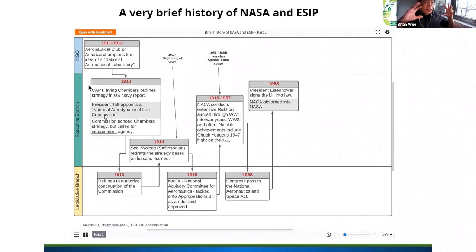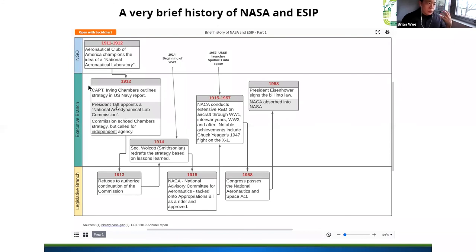Now this is important here. The idea of a commission here, which is presidentially appointed, is important because this is a very common practice even nowadays. For those of you who are familiar with the Evidence-Based Policymaking Act, that's how it became law, because there was a piece of law passed very late in President Obama's tenure that authorized the creation of a commission. The commission recommended how this National Evidence-Based Policymaking Act should be enacted, right? And so that's how things happen.